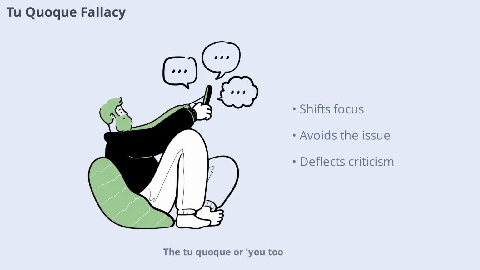Tu quoque, or you too fallacy, responds to criticism by accusing the other person of the same thing. For example, you say I shouldn't lie, but you lied last week. This tactic avoids addressing the original issue and shifts focus to the other person's behavior. It's important to deal with arguments directly rather than deflecting with accusations.